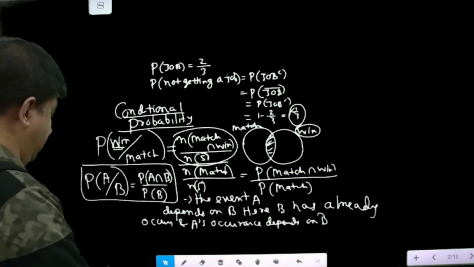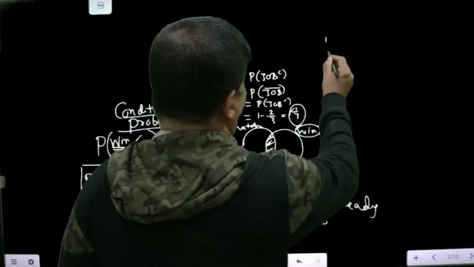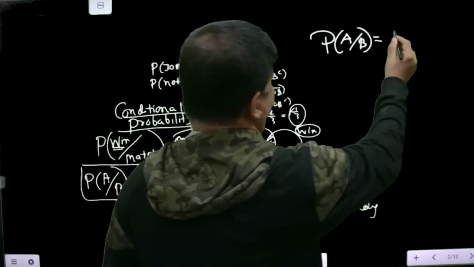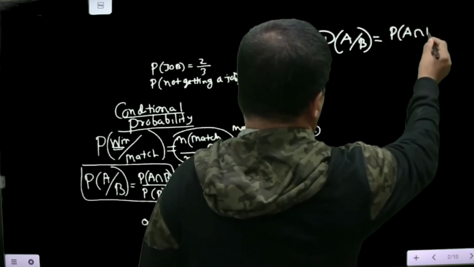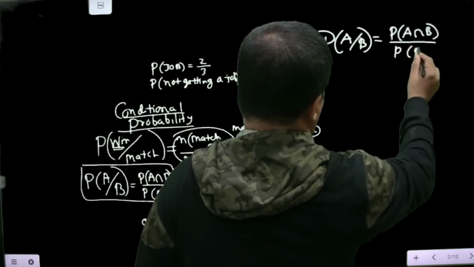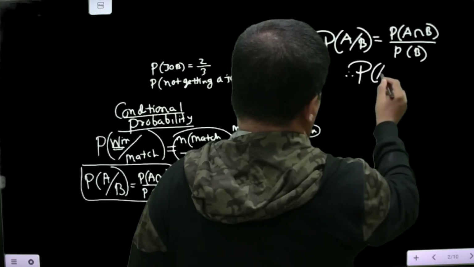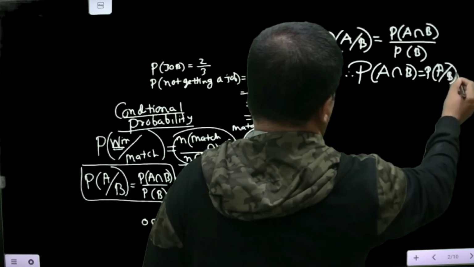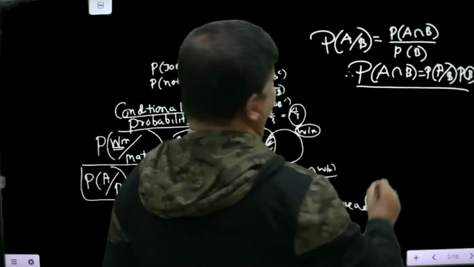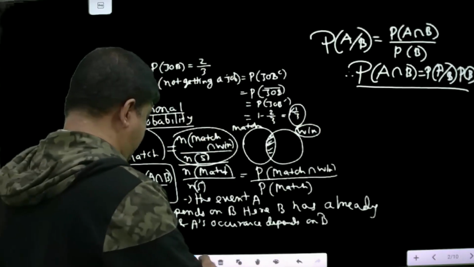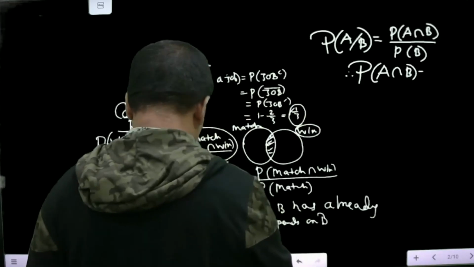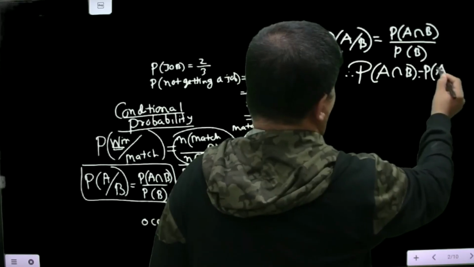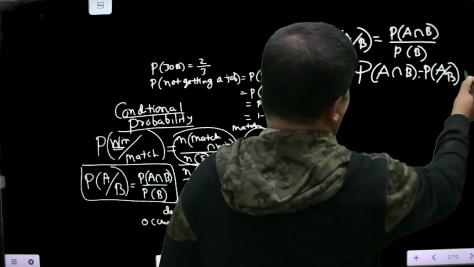Now, we have just got P(A stroke B) equal to P(A intersection B) by P(B). So P(A stroke B) will be, just cross multiply, P(A intersection B) will be P(A stroke B) into P(B).